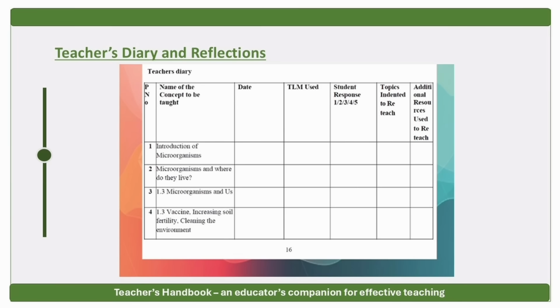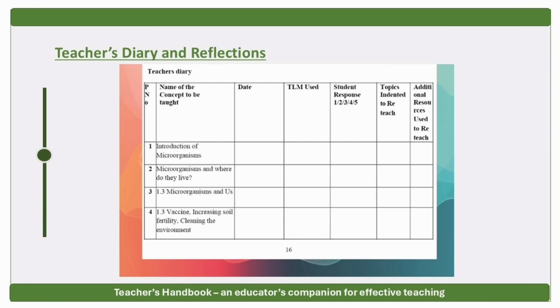Now the next aspect in the teacher's handbook for every unit is teacher's diary and reflections. First of all, the teacher's diary. The teacher's diary consists of the name of the concept and the date on which that concept is taught, and what are the TLM used we have to mention here, and we have to give the rating for students' response into 1, 2, 3, 4, 5 only, based on the observations that we do in the classroom.